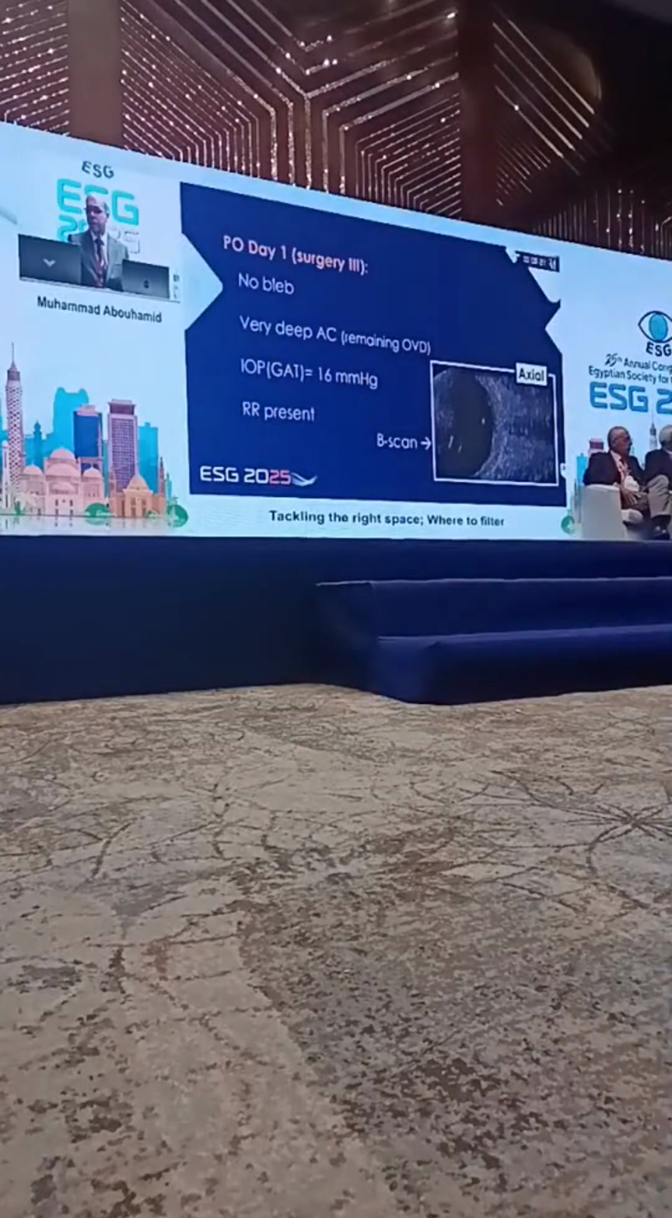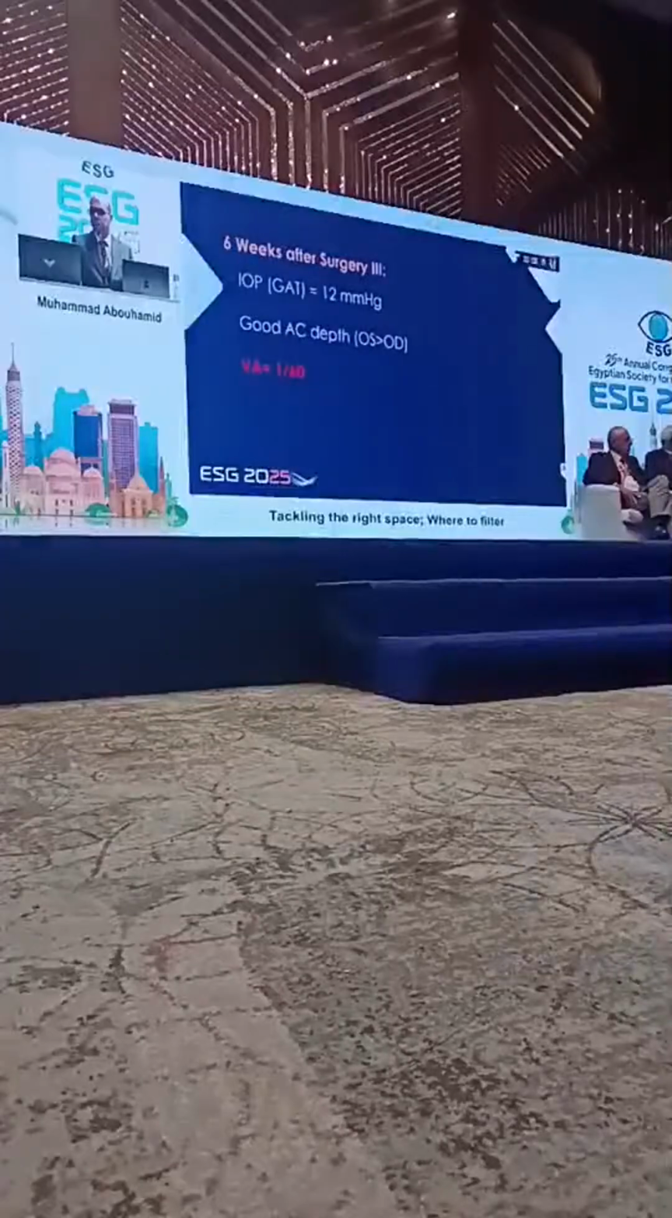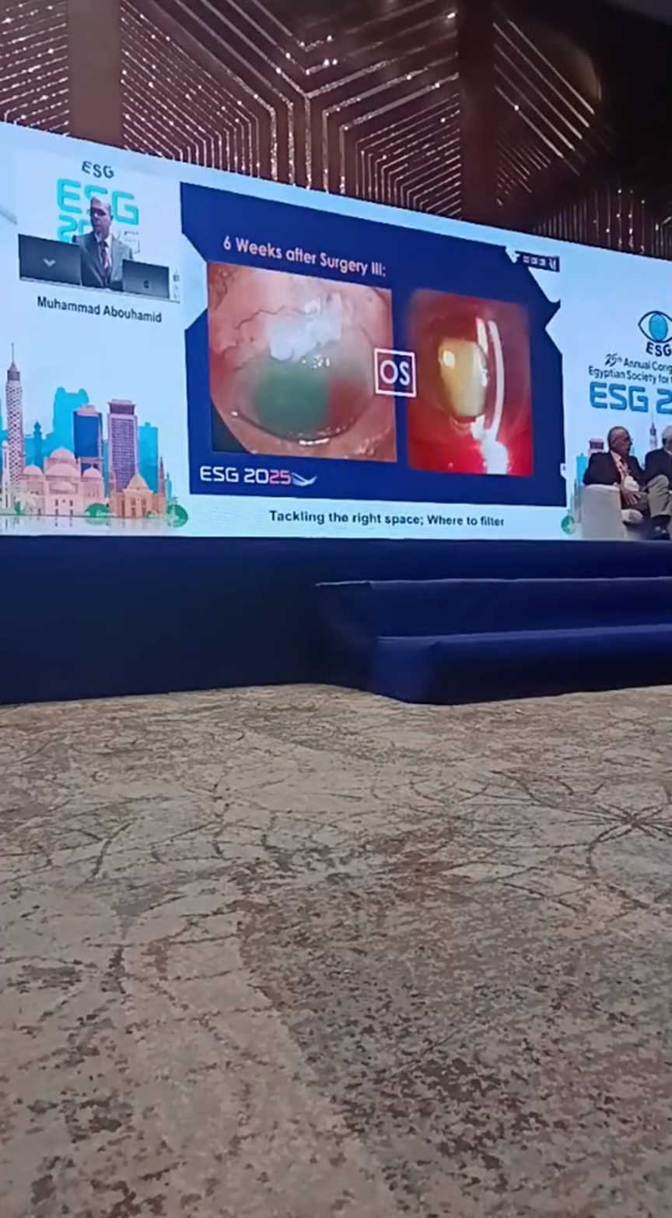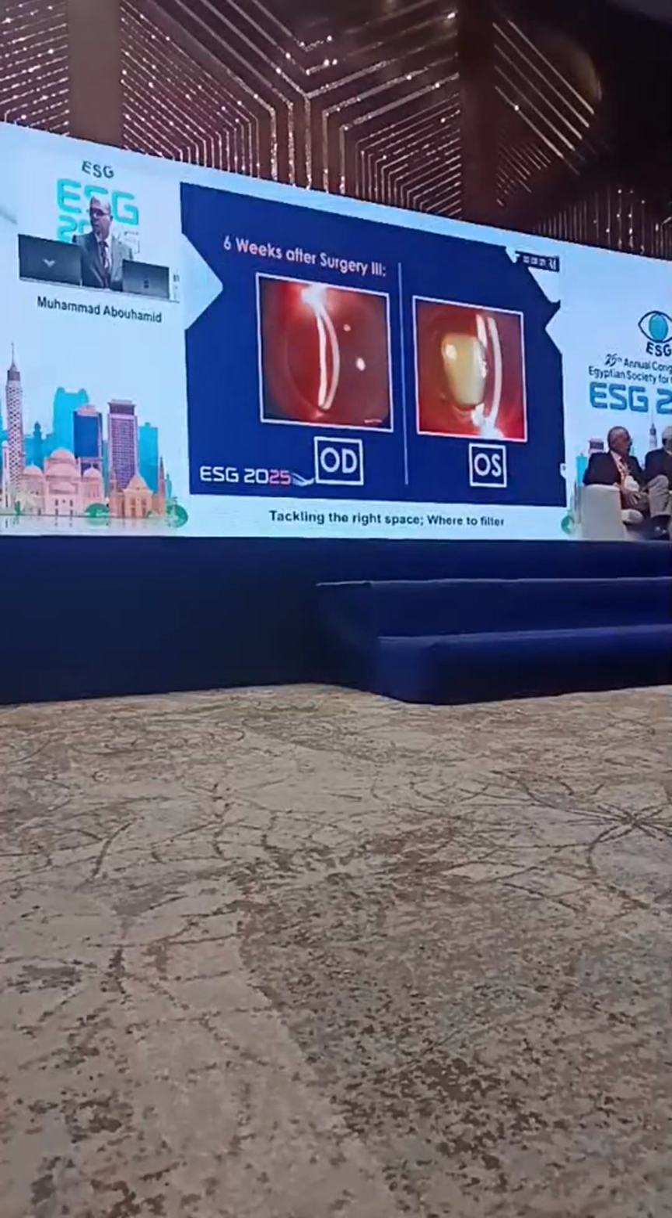The IOP was very deep, IOP was normal, and it seems that the choroid is back. Day 7, same. And 6 weeks after surgery, IOP is stable with good depth, deeper than the other eye. Visual acuity has dropped. And this is how she looked 6 weeks after surgery number 3, with no bleb and with a good anterior chamber depth.